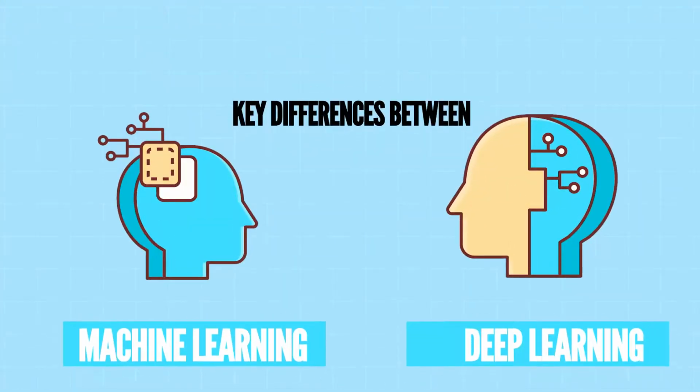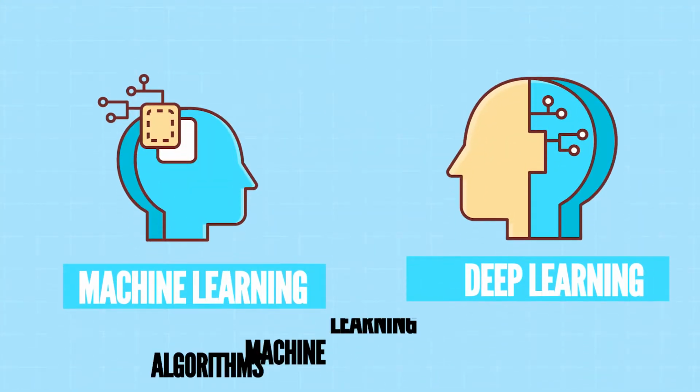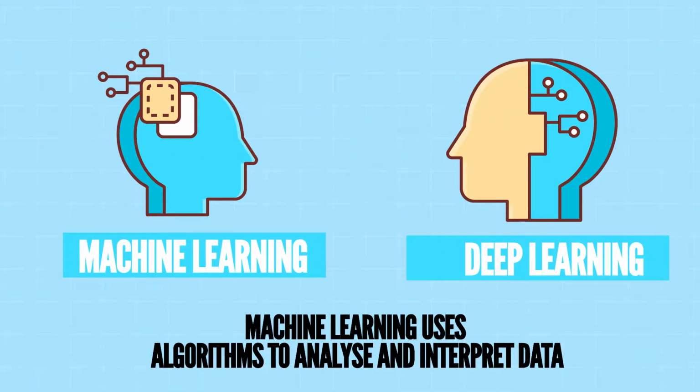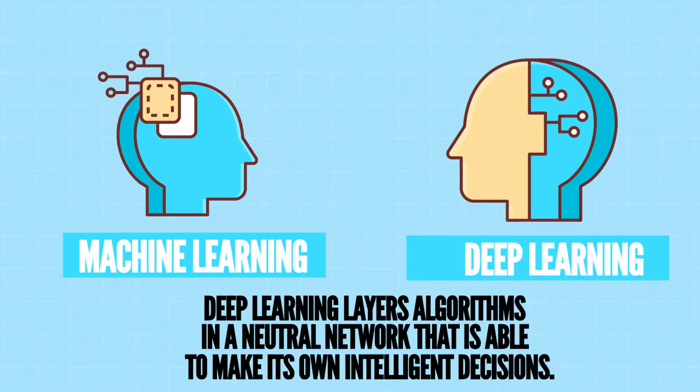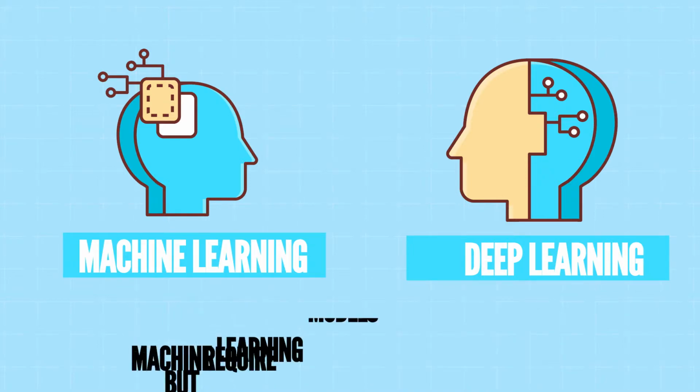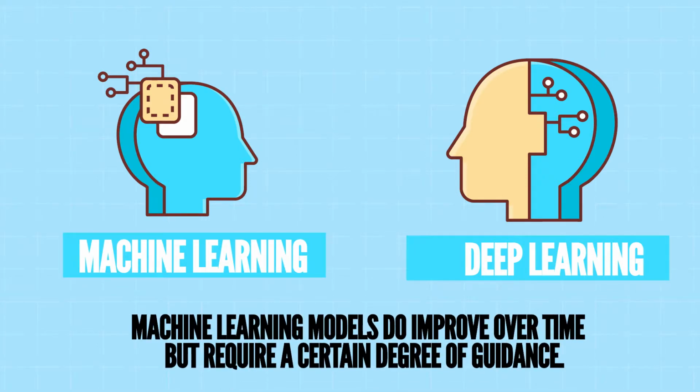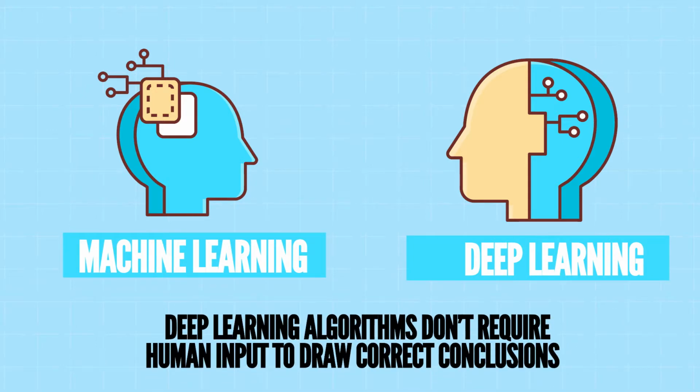Key differences between deep learning and machine learning. Machine learning uses algorithms to analyze and interpret data, while deep learning layers algorithms in a neural network that is able to make its own intelligent decisions. Machine learning models do improve over time, but require a certain degree of guidance. Deep learning algorithms don't require human input to draw correct conclusions.